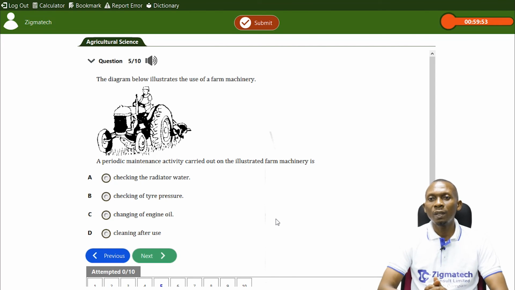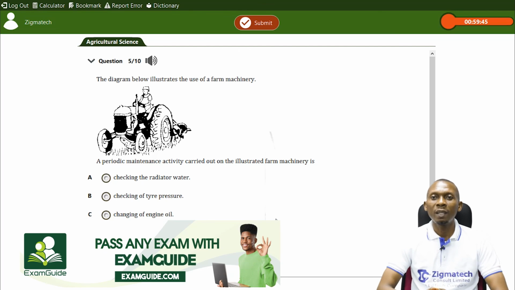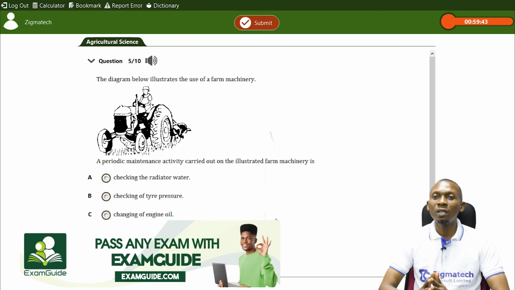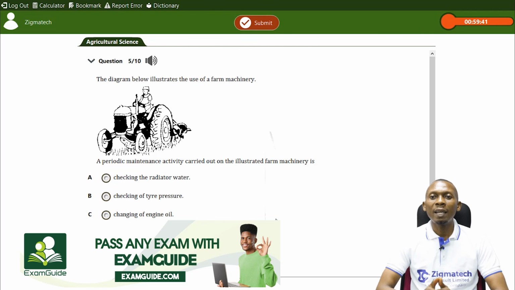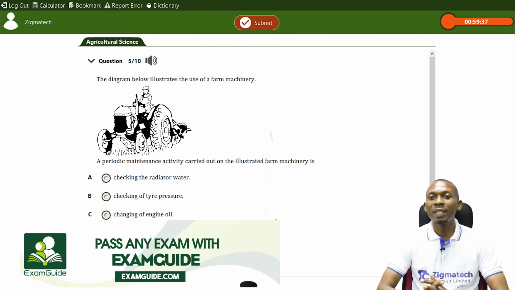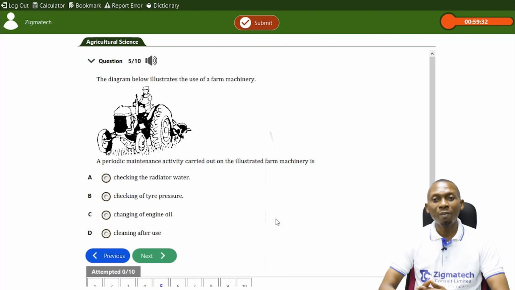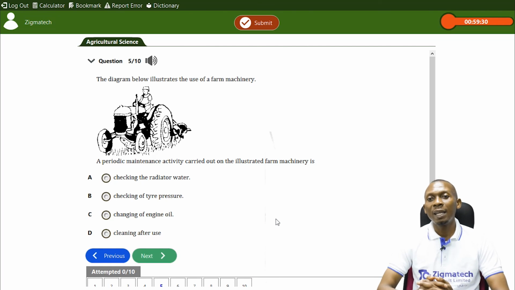This question is also similar to the last one we just treated, but this has a picture attached to it. It says the diagram below illustrates the use of a farm machinery, and the periodic maintenance activity carried out on the illustrated farm machinery is checking the radiator water, checking of tire pressure, changing of engine oil, and cleaning after use. So as we said, the answer is C, changing of engine oil.